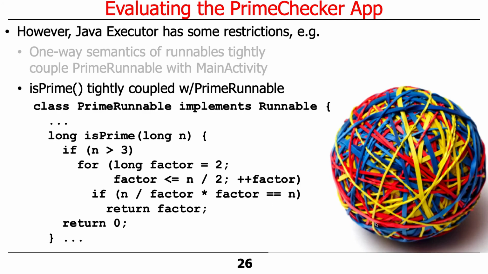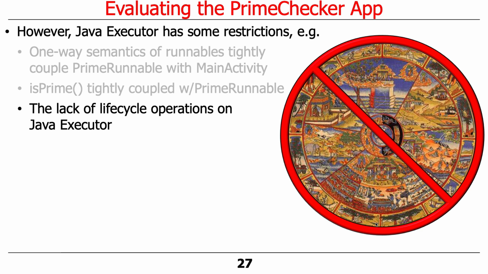Another problem is that the isPrime method is also tightly coupled with PrimeRunnable. As you can see here, we have a specific implementation of isPrime, this one, that is the very inefficient one, and that is hard-coded with the PrimeRunnable class. So if we want to change how the computations occur, we're going to have to go in and modify this particular piece of code. And our program is also strongly dependent on that. So lots of rework would have to be done if we made any changes.